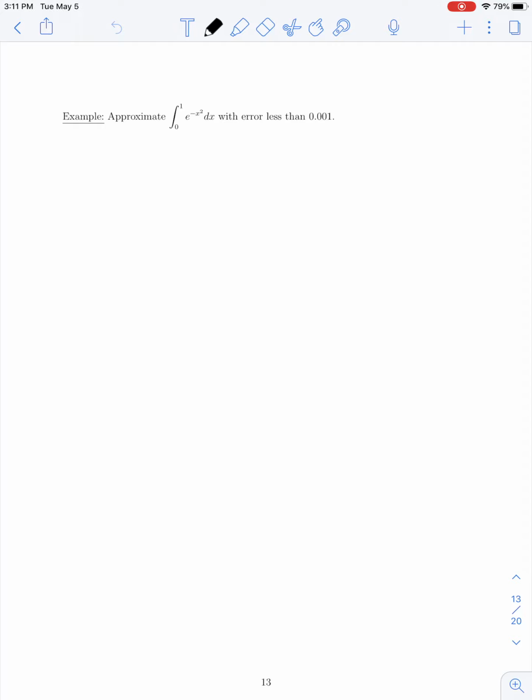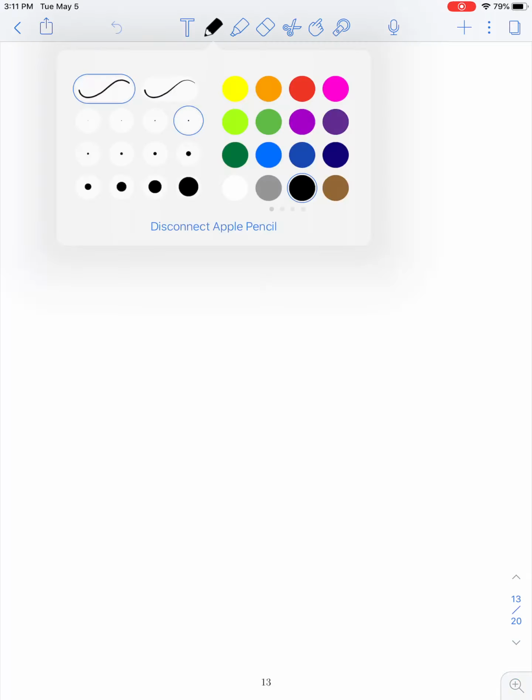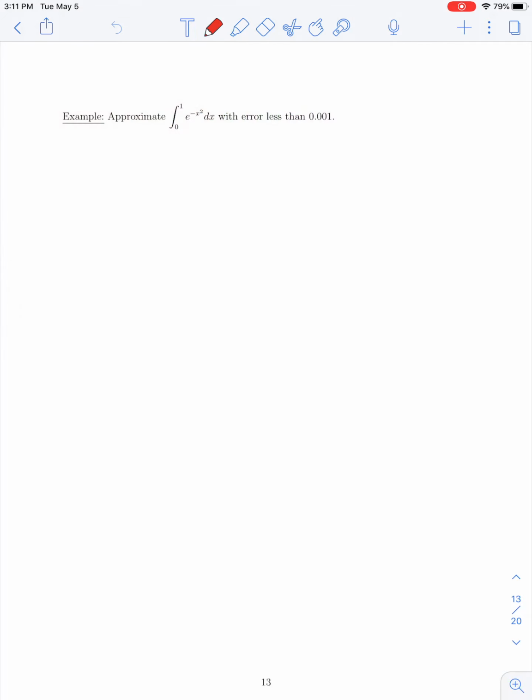So as another example of such a problem, we're asked to approximate the definite integral from 0 to 1 of e to the negative x squared with respect to x. In our approximation, it needs to have an error of less than 1/1000th. So this is another example of a function, this integrand, e to the negative x squared, which cannot be integrated using any of the techniques which we've discussed in our course.